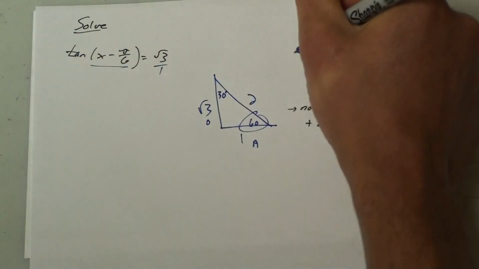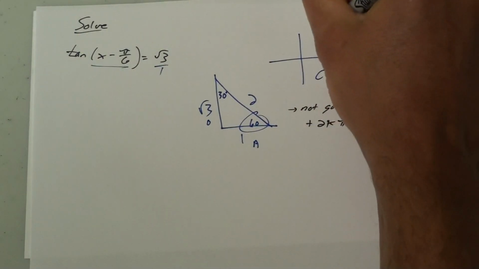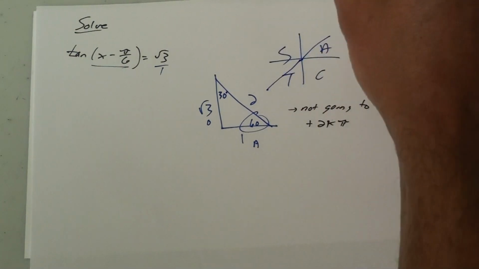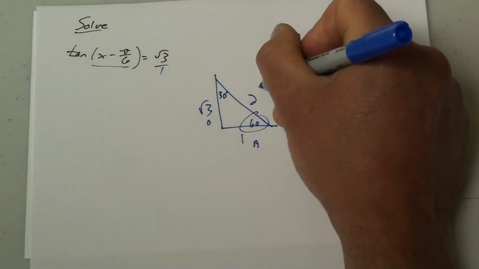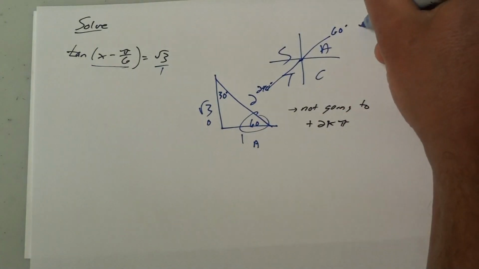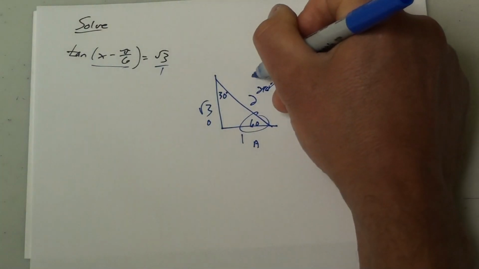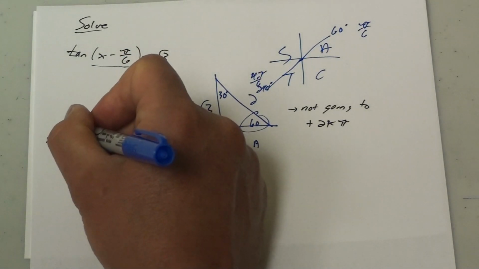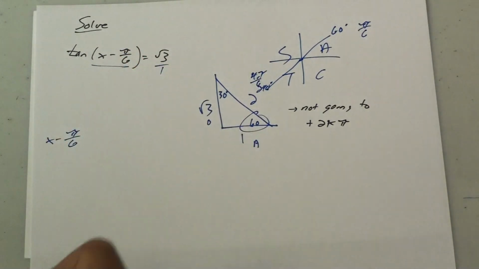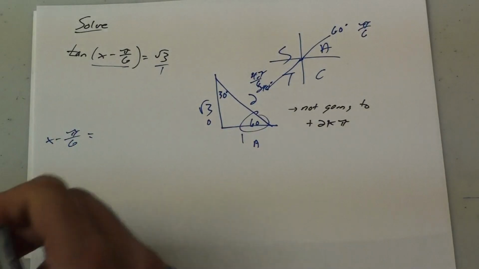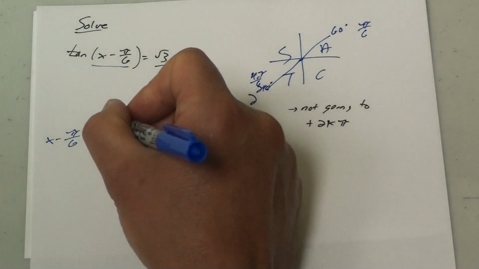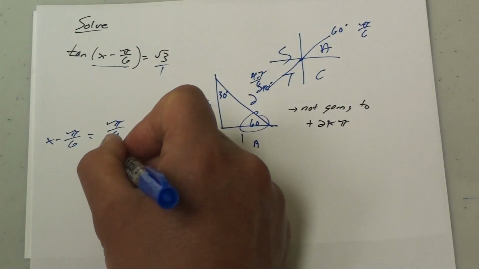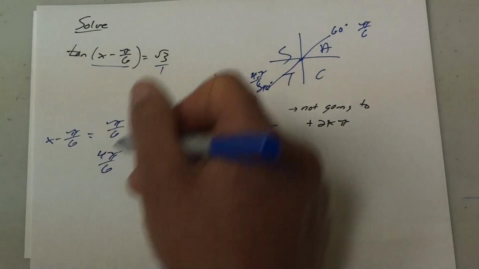It's positive, so C-A-S-T, so it's going to be 60 degrees in that quadrant, and down here 240 degrees, which is pi over 6 and 4 pi over 6. So I know my angle: x minus pi over 6 equals pi over 6 as my first possibility, or 4 pi over 6 as my second possibility.